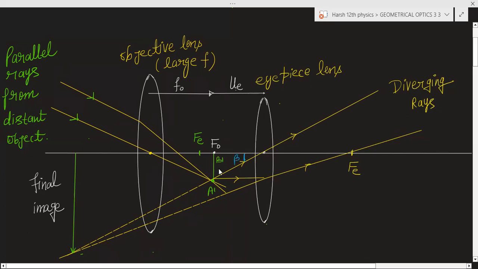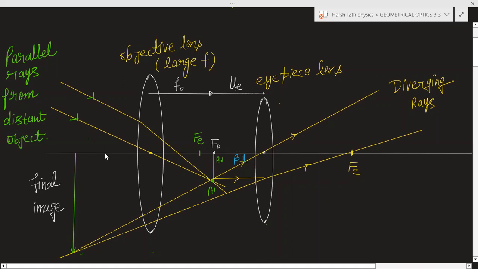Visual angle, this will be the visual angle formed by the final image, because your eyes will be somewhere here. And what is the visual angle? The angle formed at the eye by the object or the image. So here will be your eyes, and this is the final image, and this final image is forming the angle beta. This beta is the visual angle formed by the final image.